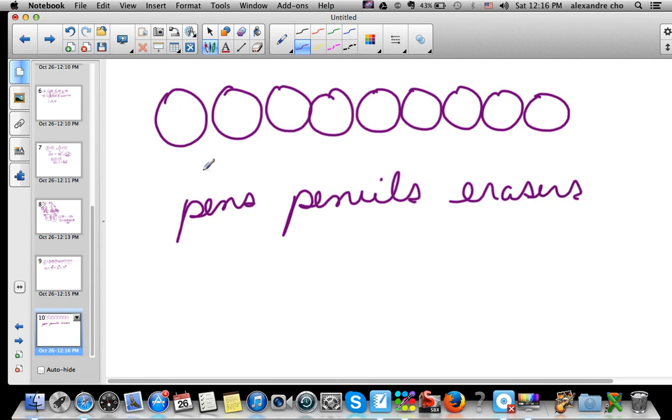So each bag has the same amount of pens. For example, if this bag had 2 pens, all bags would have 2, 2, 2, 2, 2, 2, 2, 2. Pencils, if this bag had 3 pencils, all the other bags would have the same amount: 3 pencils, 3 pencils, 3 pencils. And same thing with the erasers.